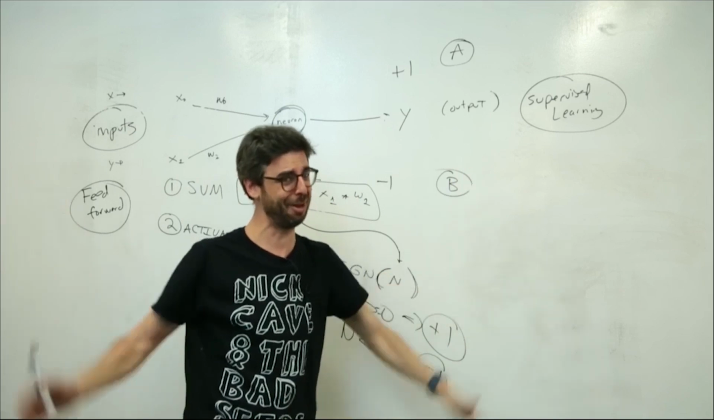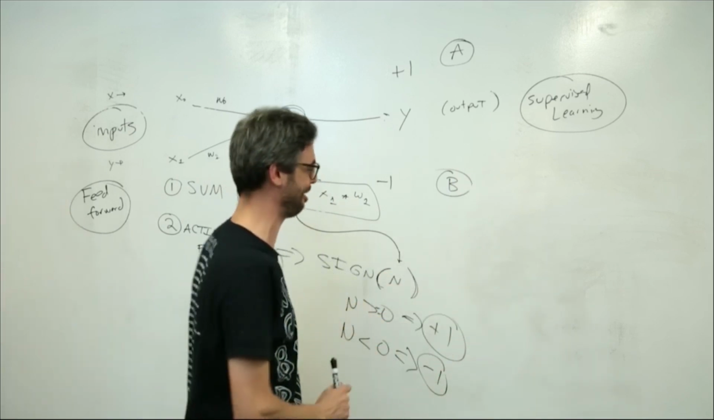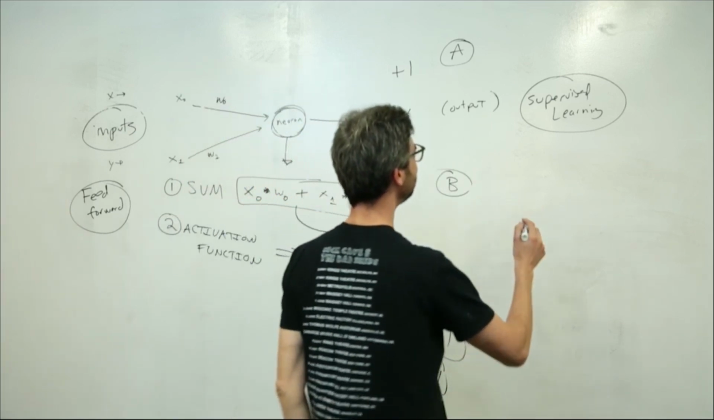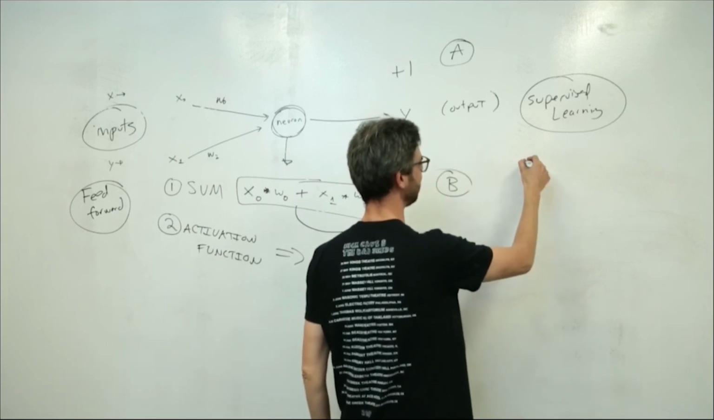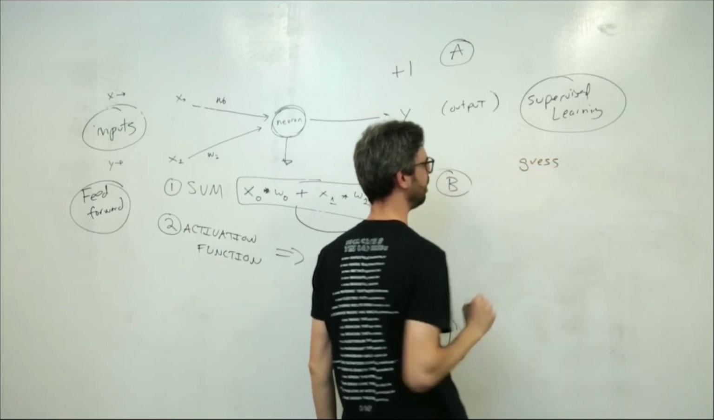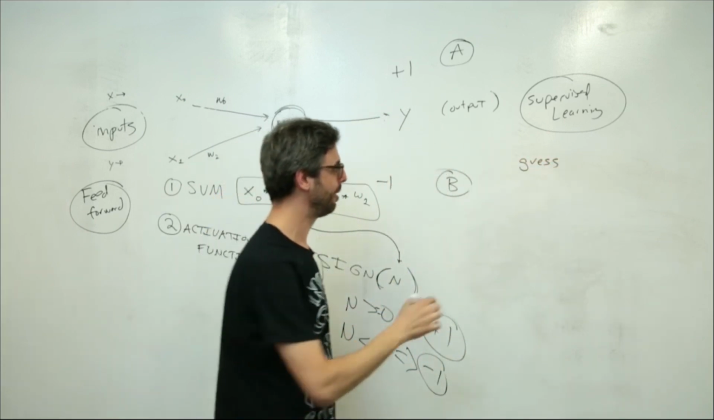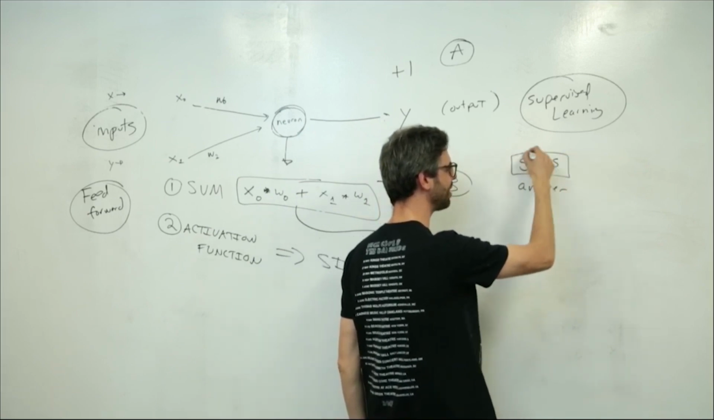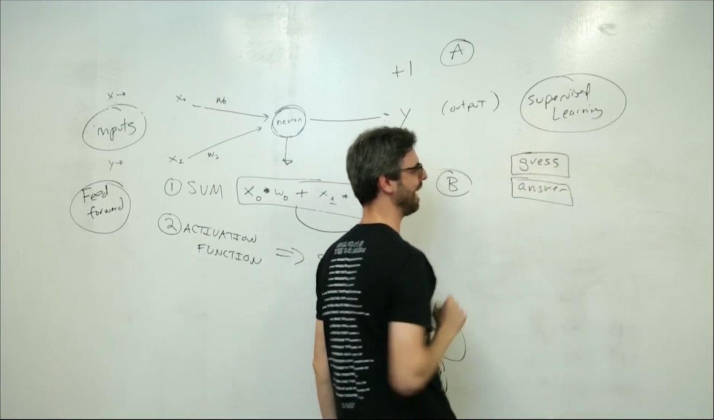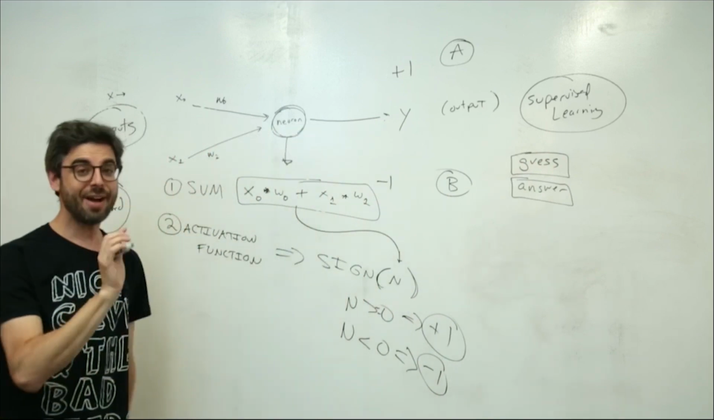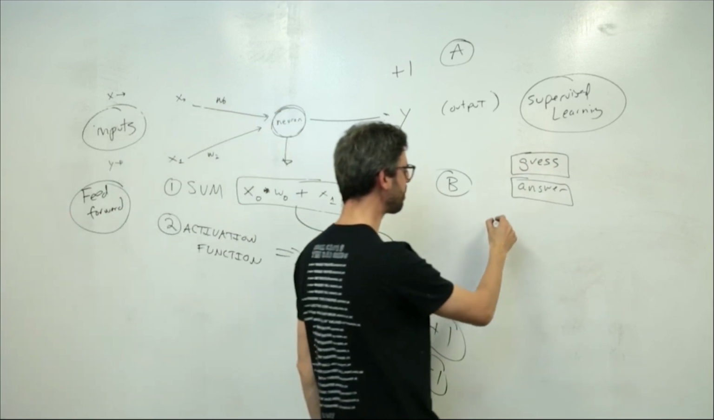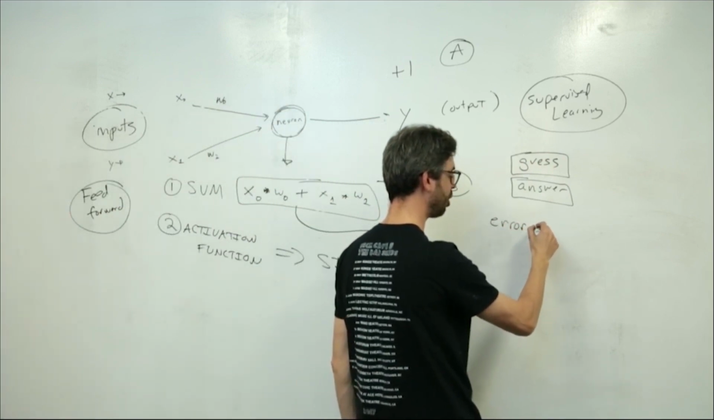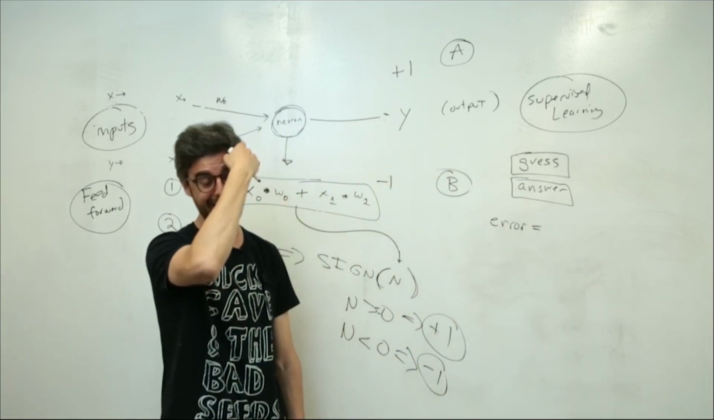Plus fun or negative fun? We're having some negative fun right now, I'm pretty sure. So this is going to give me a guess. But I also have the answer, right? So I have both the Perceptron's guess and the answer. If I have both of those things, I can compute something known as the error.